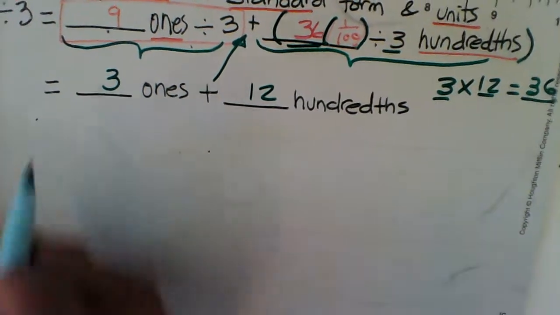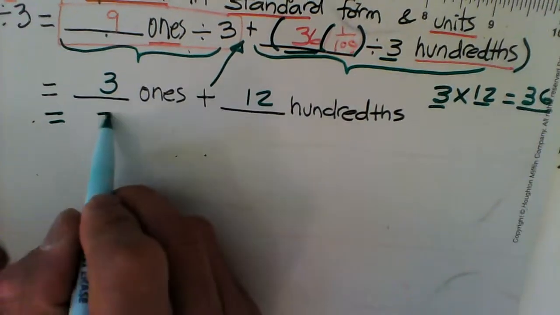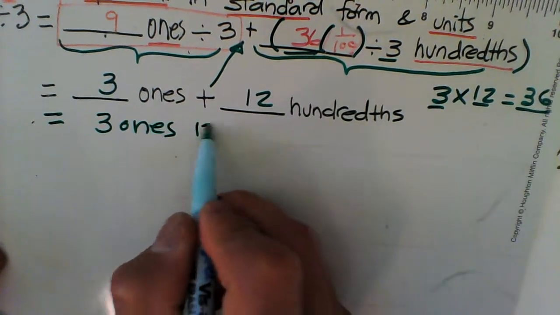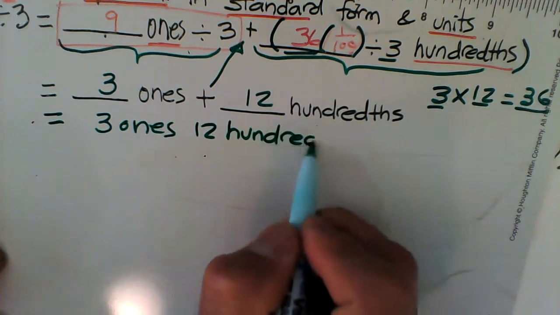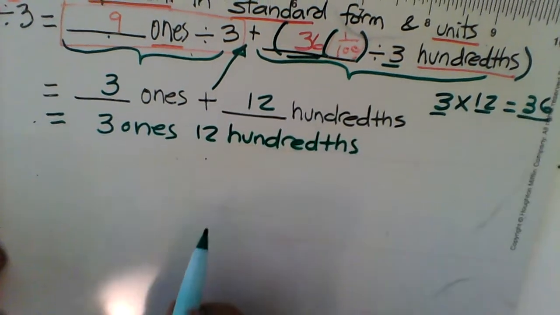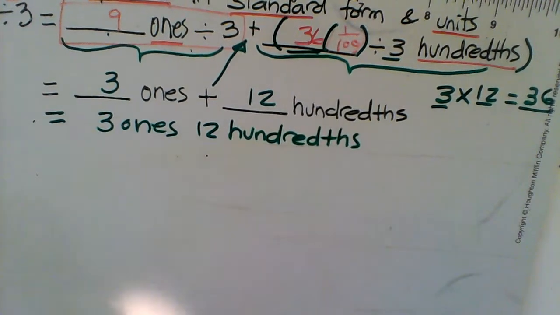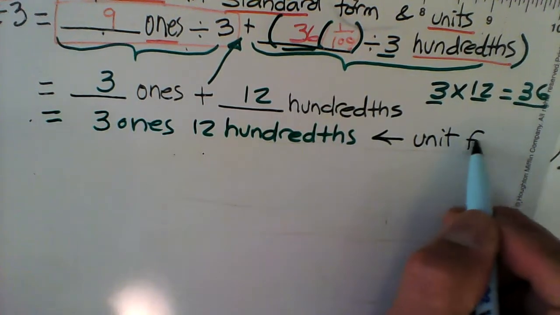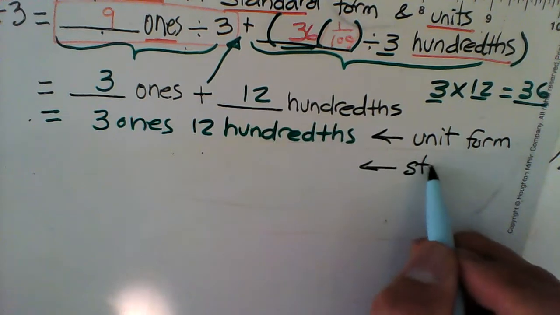So this is your answer in unit form. It's going to be 3 ones and 12 hundredths. Okay, so that's your answer. This is what we call the unit form. Now we have to find the standard form.